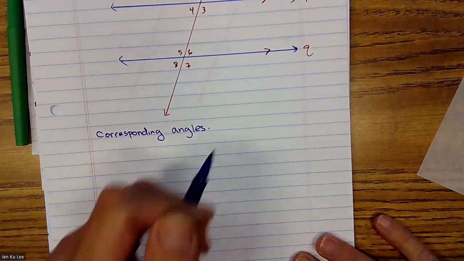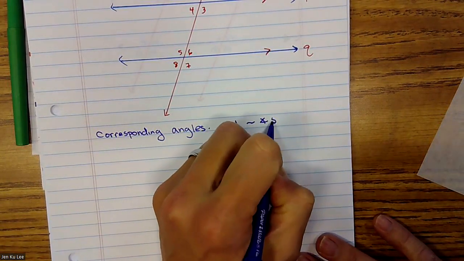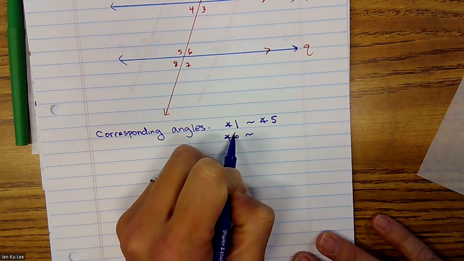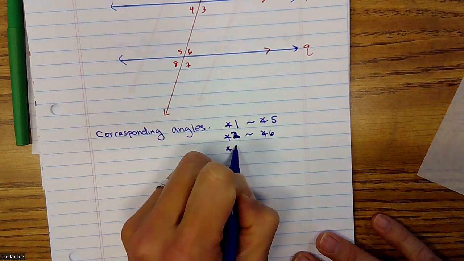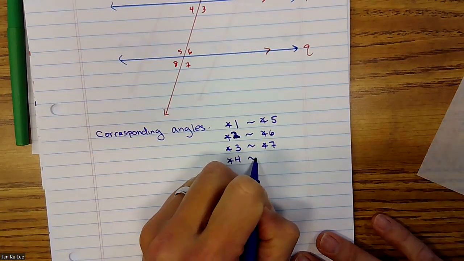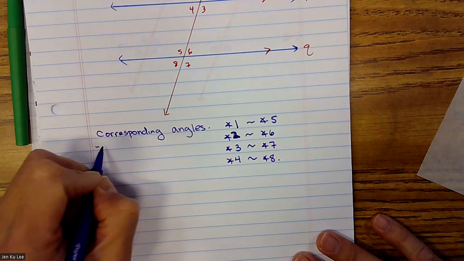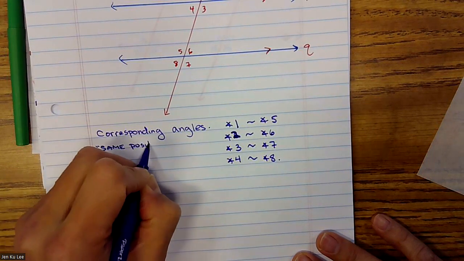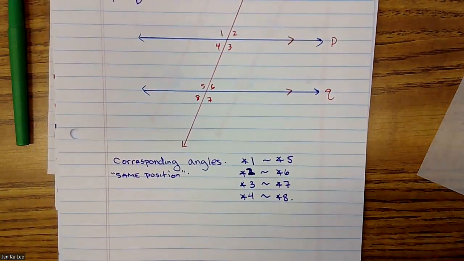So essentially, angle 1 corresponds to angle 5. Angle 2, sorry, angle 2 corresponds to angle 6. Angle 3 corresponds to angle 7. Angle 4 corresponds to angle 8. Okay? So they're in the same position. All right? Make sense?